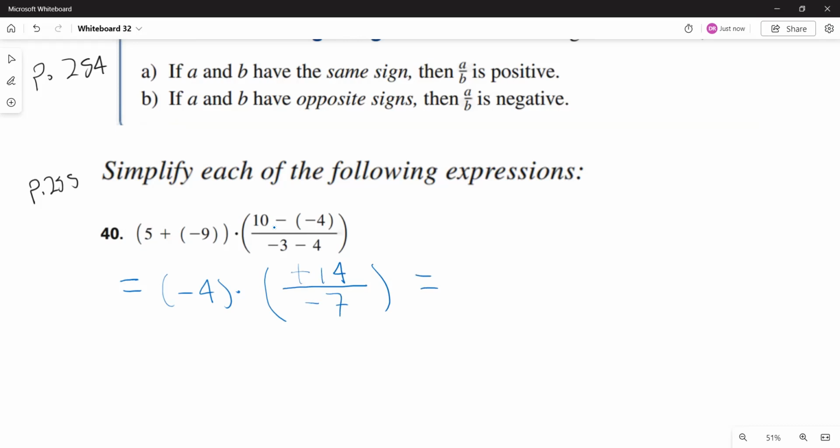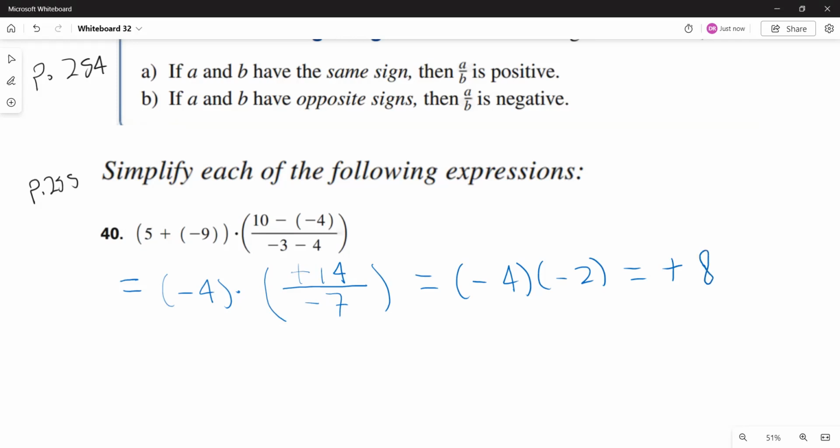Next, do multiplications and divisions. Positive 14 over negative 7 is negative 2. And finally, negative 4 times negative 2 is going to be positive 8. Or in the homework, you can leave it as 8. It's just with addition and subtraction that they want you to write it with plus. So you can just write 8 or positive 8.